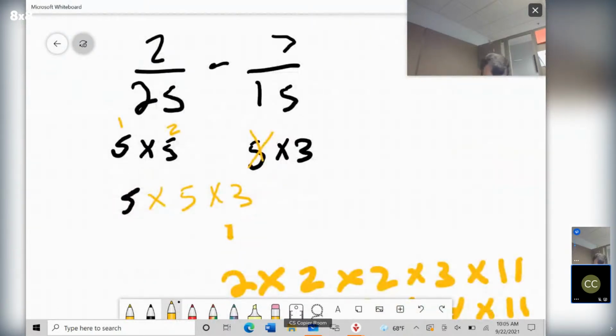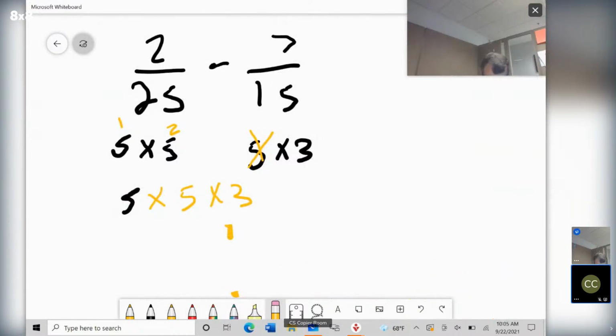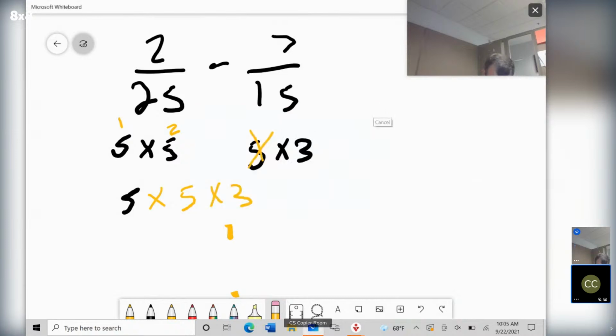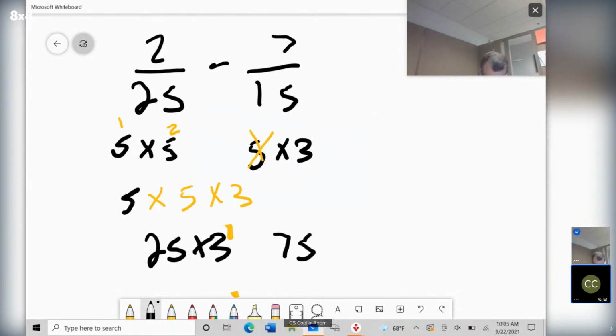So what does that equal? 5 times 5 times 3: 5 times 5 is 25, and 25 times 3 is 75. Okay. So we know that 75 now is going to be our common denominator.